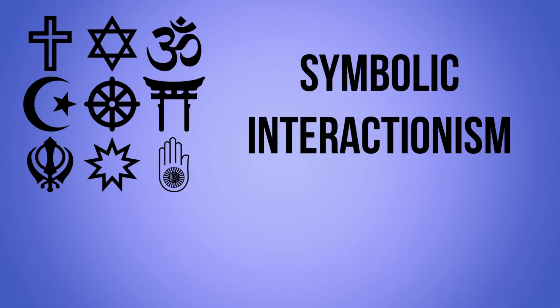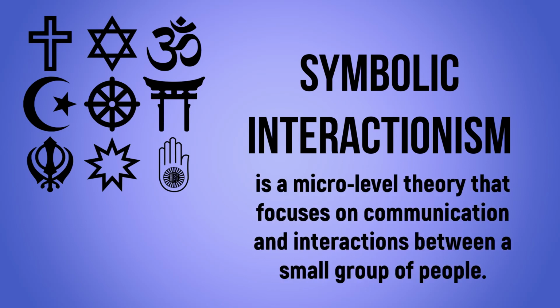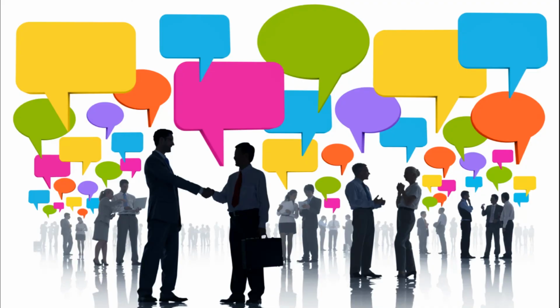The third sociological theory or paradigm is known as symbolic interactionism. This theory is generally seen as a micro-level theory because it focuses on communications and interactions between small groups of people. In sociology, communication is defined as a language and symbols that are shared between people, helping to make sense of the social world around them.